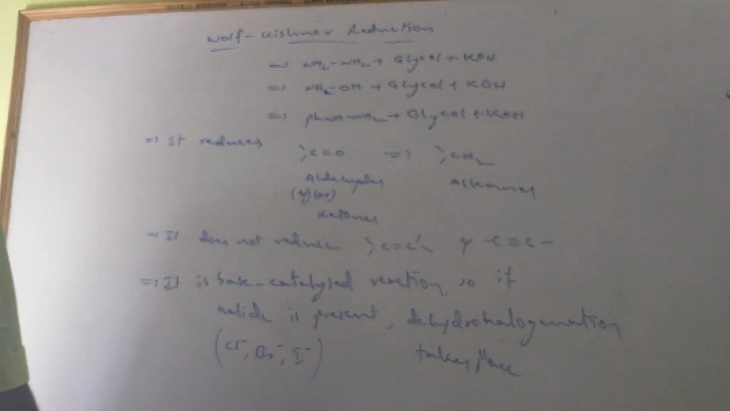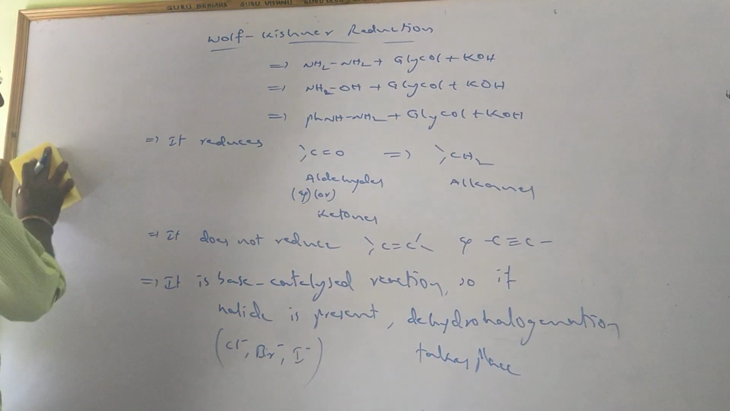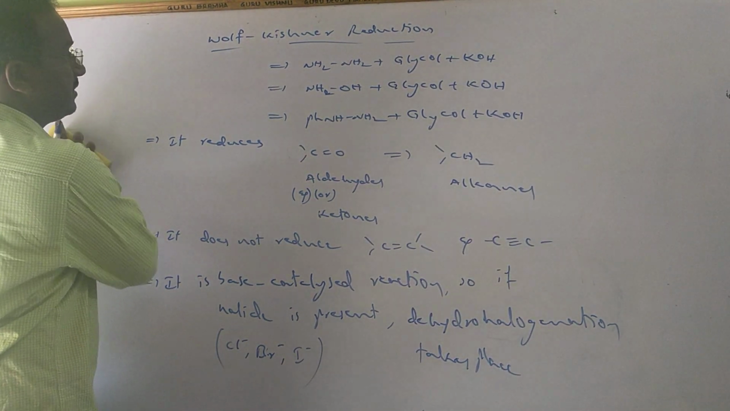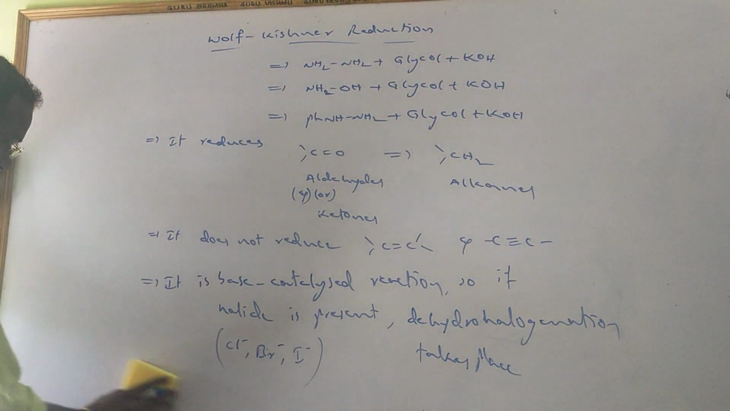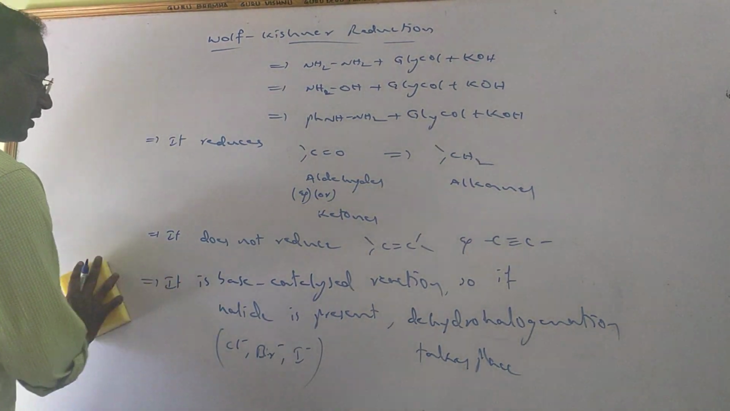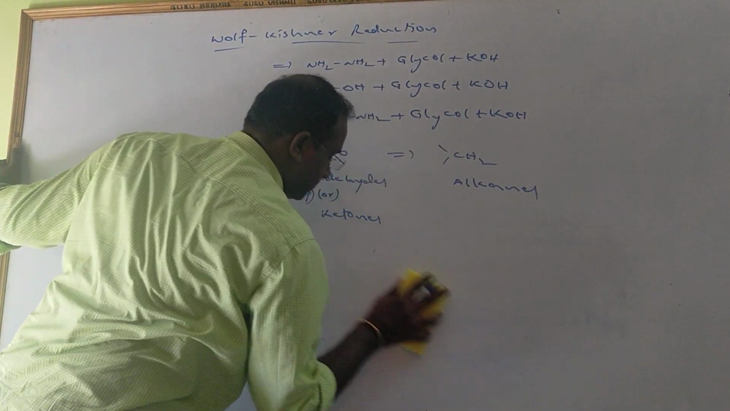So like this, Wolff-Kishner reduction takes place. Let us see one example. Let me see one example for this. I am taking, where I have to take, so I will take here. Okay, I remove this one. Only this one I am removing.